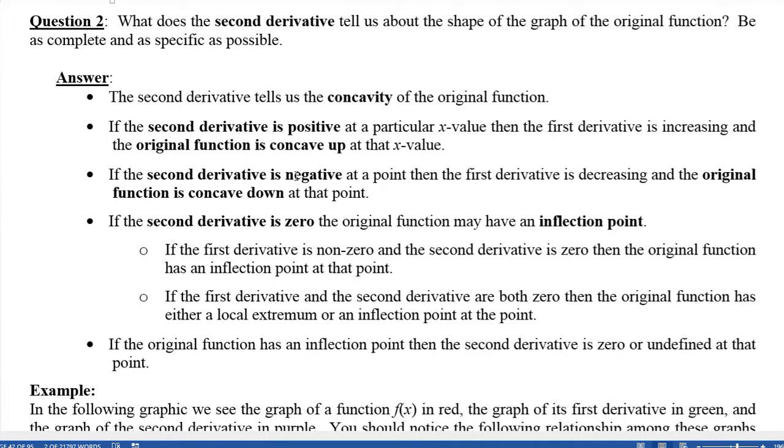On the other hand, if the first derivative and the second derivative are both 0, as I said earlier, the original function has either a local extremum or an inflection point, but we don't know which it will be without a little bit further investigation. Turn that around the other way: if the original function has an inflection point, then the second derivative is 0 or undefined at that point.